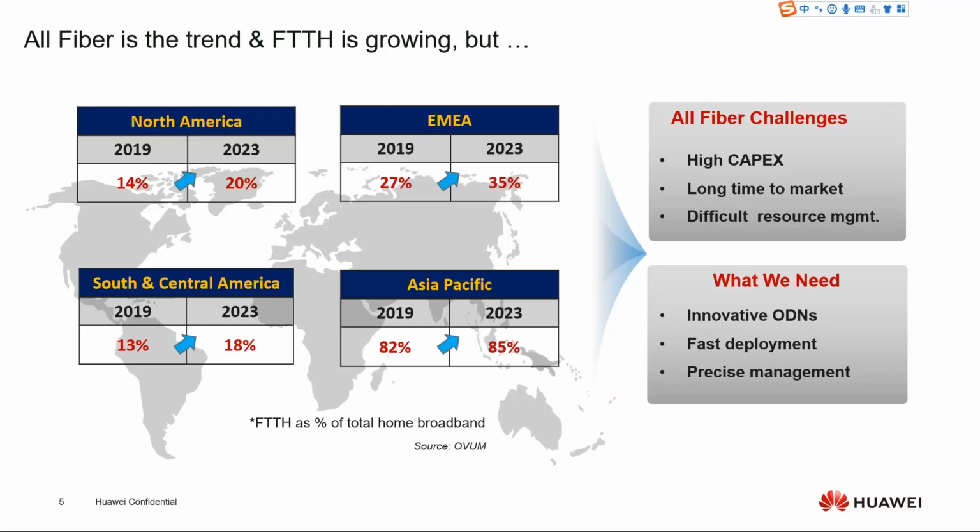However, as we can see in this slide, only in Asia Pacific is the FTTH coverage rate more than 80% now. The rest of the regions of the world are less than 30%. Even an Omdia report shows that the fiber coverage rate in 2023 will only increase by 5 to 8%. Obviously, we all know that the key challenges for the fiber infrastructure network are high capex, long time to market, and difficulty to manage. I think we need to solve this problem with innovative ODN products, fast delivery, and precise management solutions.